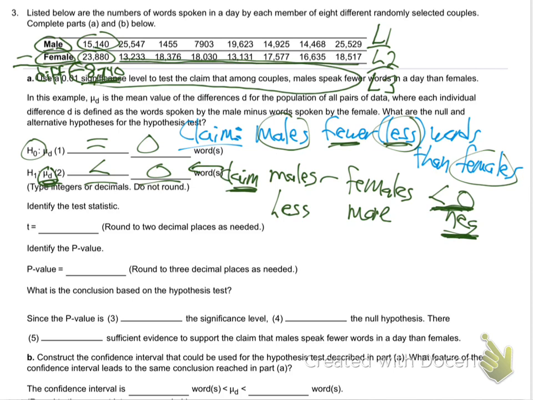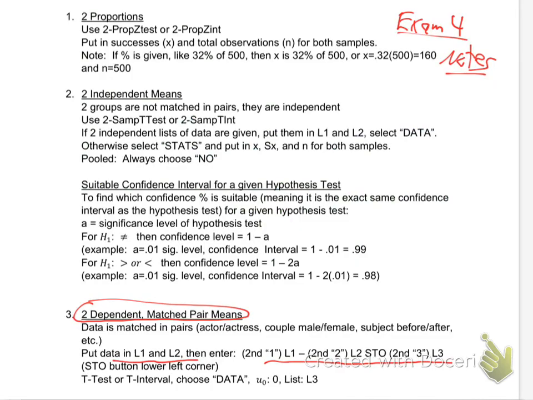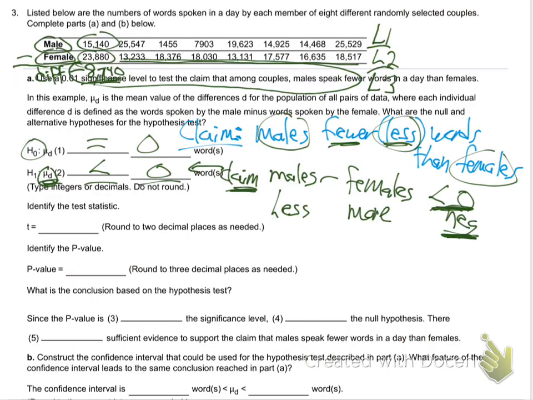All right, let's go to our calculator. What are we going to do? Looking back, put the data into L3. We did that. T-test, data, L3. When we go to T-test, it's going to ask, and we're going to choose data, not stats, because all of our information is in a data table. And what data table is it in? It's in L3, right? The differences are all in L3 now.